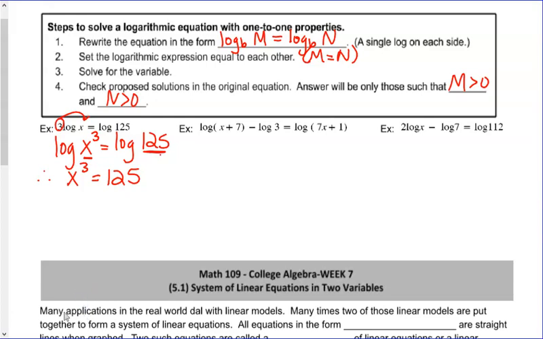Now, you may know what this is. What do I cube to get 125? Or you can undo this by cube rooting both sides. And that cube cancels that cube root, leaves me an x. And the cube root of 125 does become 5.